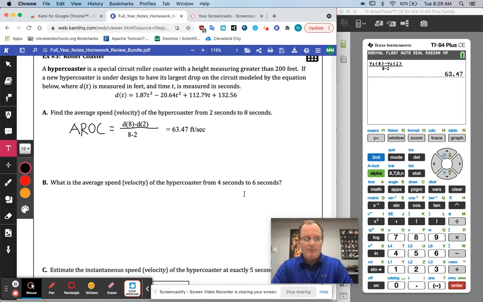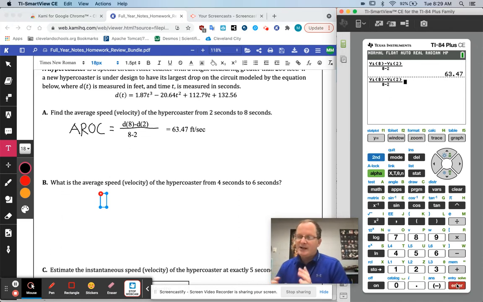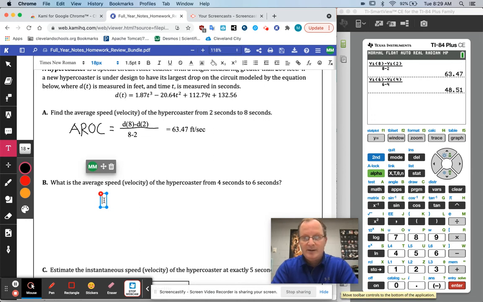All right, the next one, from 4 to 6. So watch this. Second entry brings back old stuff, and I need to change it. We went from 4 to 6, so this is now 6. I'll type right on top, 4 to 6. Boom. So I'm back over here, and this is 48.51 feet per second.